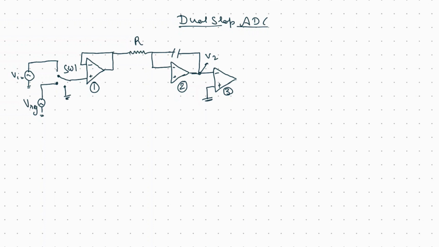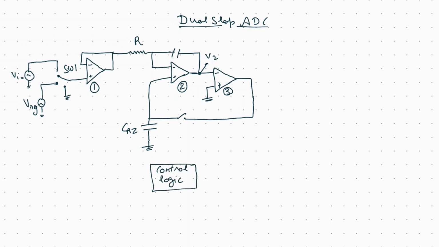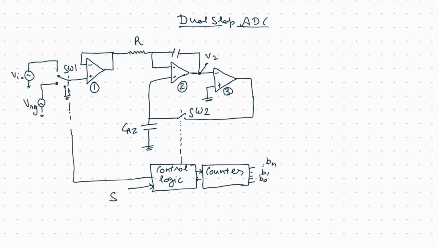Its output is V2. Operational amplifier 3 acts as a comparator, whose non-inverting terminal is connected to the ground. The output of this operational amplifier goes to the control logic, which controls the switch SW1 and switch SW2, where capacitor CZ, which is connected to the inverting terminal of operational amplifier 2, is called the capacitor auto zero. The control logic also controls the counter, which will generate the corresponding digital code.